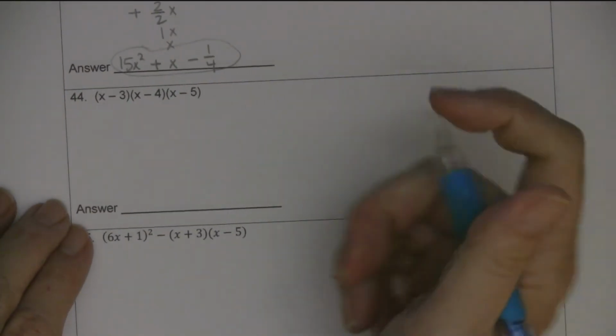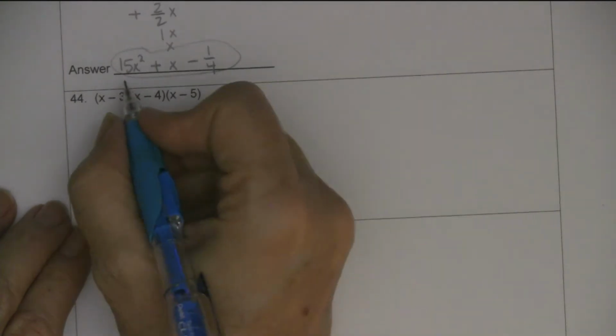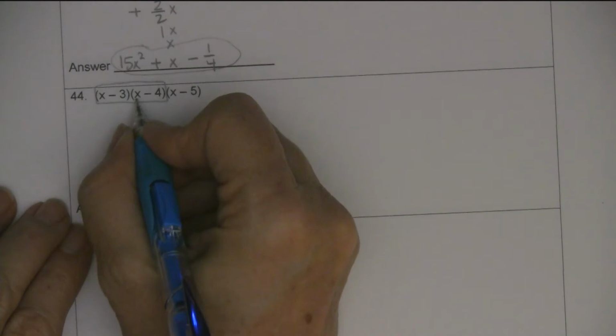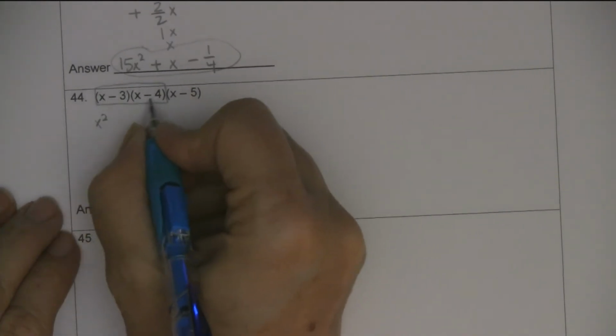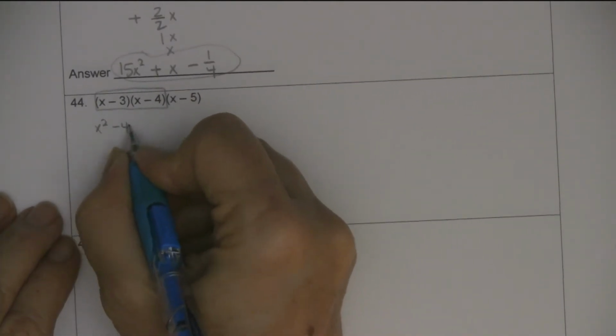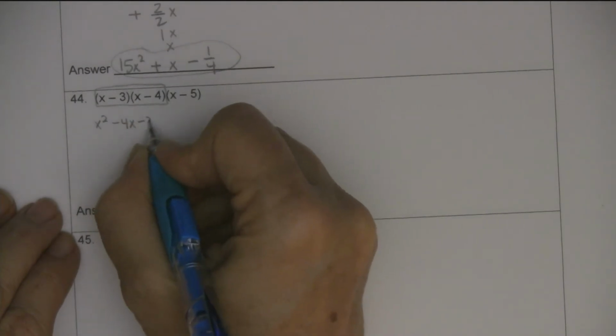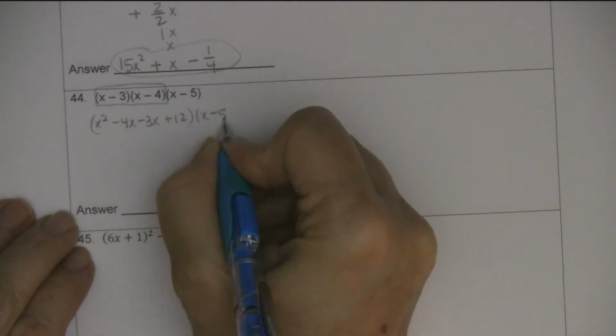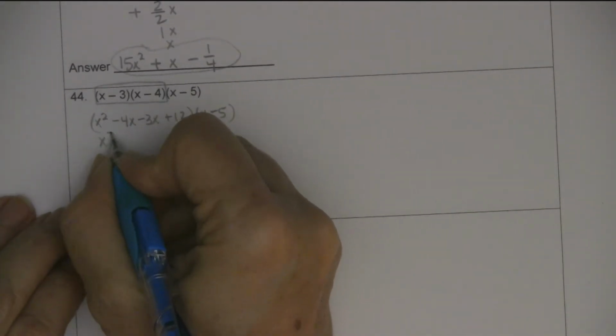Now I got 3 multiplies together. You can do any 2 that you want at a time. It doesn't matter. So I'm going to do the first 2. X times x is x squared. X times negative 4 is negative 4x. Minus 3x plus 12. And then I'm going to combine like terms before I go and do the next multiply.